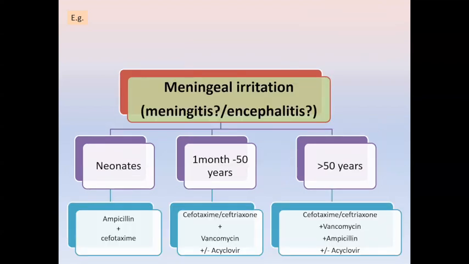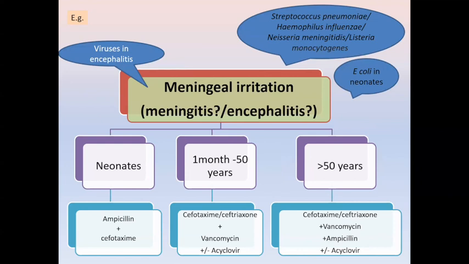And if the patient comes with meningeal irritation, where you are not very sure yet whether it is meningitis or encephalitis, in neonates, of course, encephalitis is very rare. So in neonates, we have to cover the possible pathogens, because they are different in different age categories. In neonates, thinking about pathogens like E. coli, Listeria, and group B streptococcus, the drugs of choice will be ampicillin and cefotaxime.